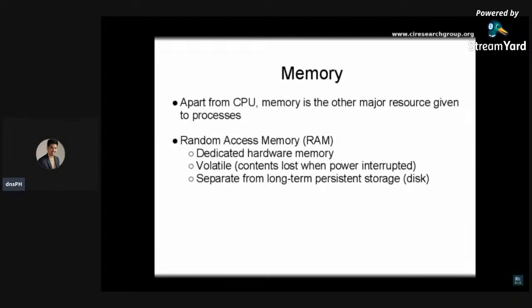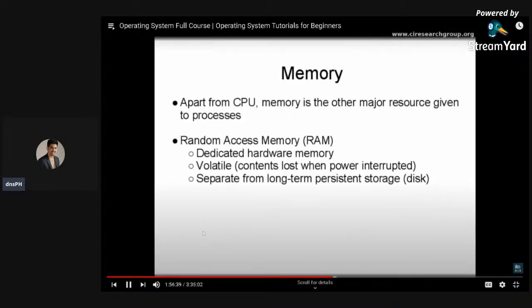We also need access to random access memory, or RAM, for storing and manipulating data. RAM is a type of dedicated hardware memory that is attached to the motherboard. It is separate from persistent storage or hard disk space. RAM is also volatile, which means that it loses its contents whenever power is interrupted to the RAM modules, including whenever the computer is turned off.